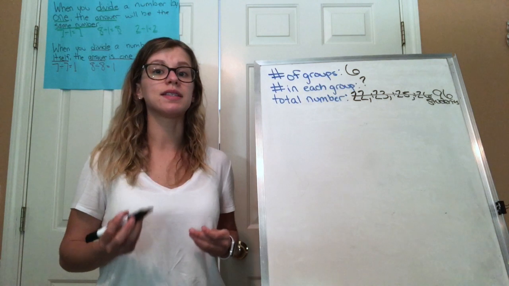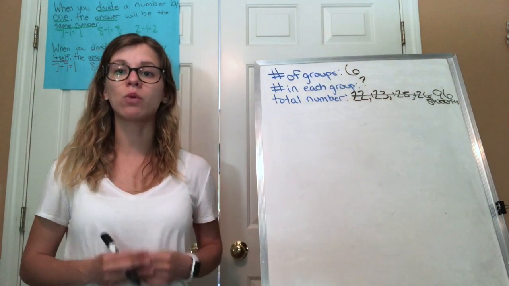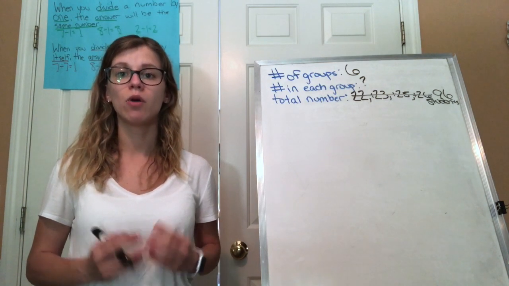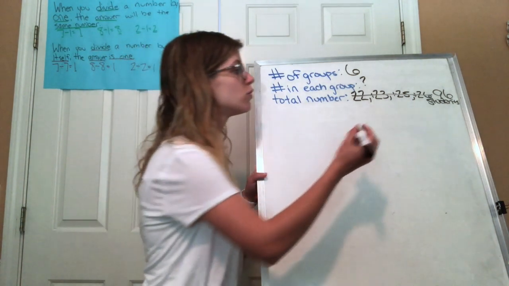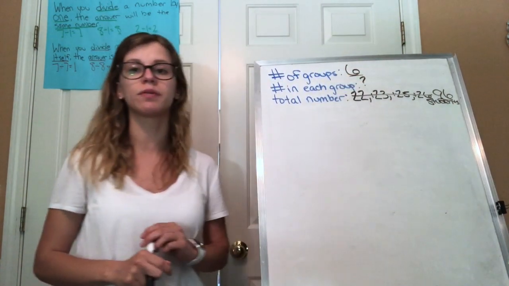What I need to do next is think about, if I have 96 students, how can I break them up equally into 6 different groups? Pause me and think about an equation that I can use to represent this. So 96 students put into 6 groups.